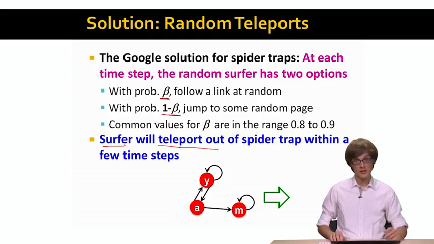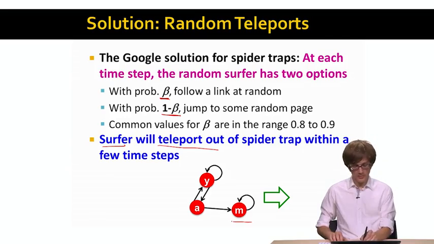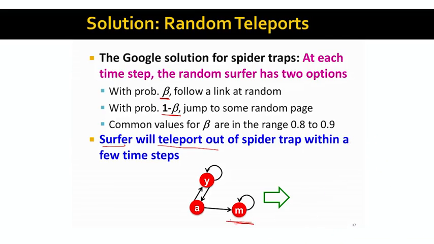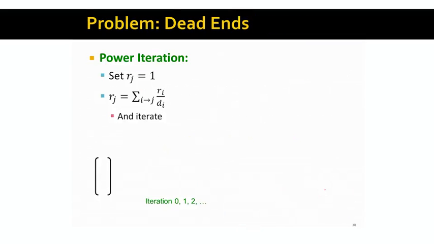So if you think about this in terms of the graph, here is our graph from before with node M being the spider trap. What we can think of now is that we have these additional links, where with small probability the random surfer can teleport out of any node at any given time. So this means spider traps are no problem anymore. So everything is good. The problem we still have is the dead ends. So let's understand the dead ends problem a bit better.